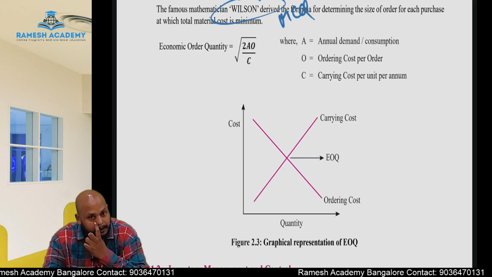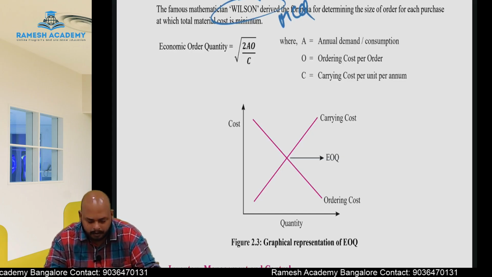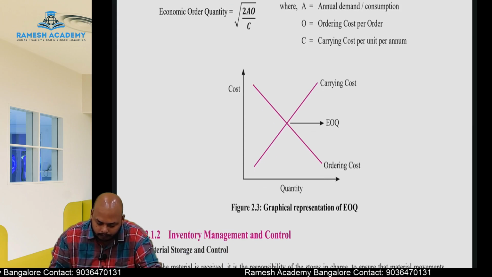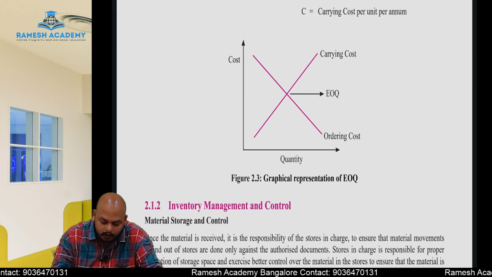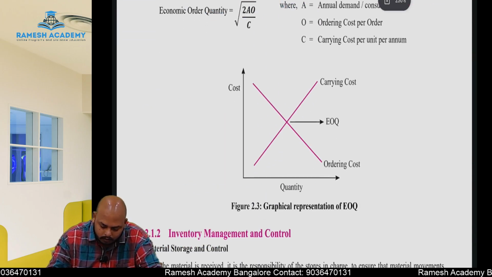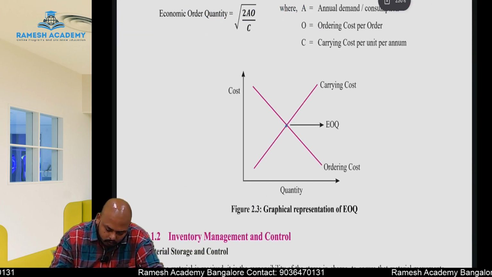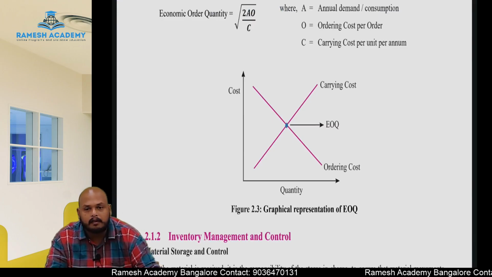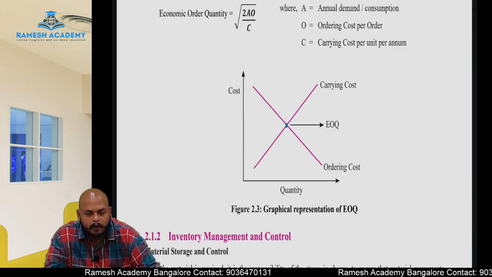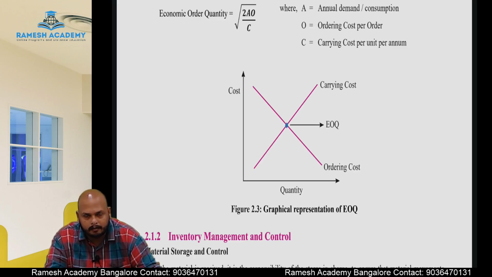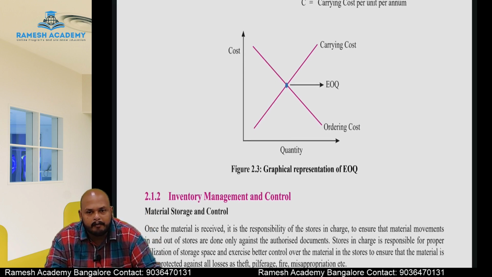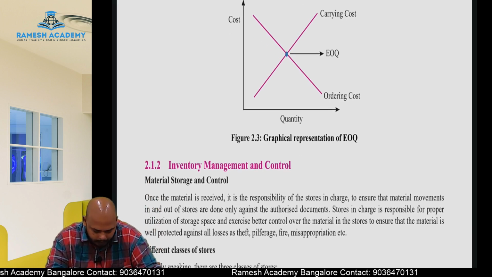Economic order quantity is equal to the formula under root 2AO by C. The same thing he is trying to explain. You can see this is the carrying cost line and this is the ordering cost line. This point is called EOQ. That point, the meeting point between the ordering cost and the carrying cost, is nothing but EOQ. There the cost will be minimum.